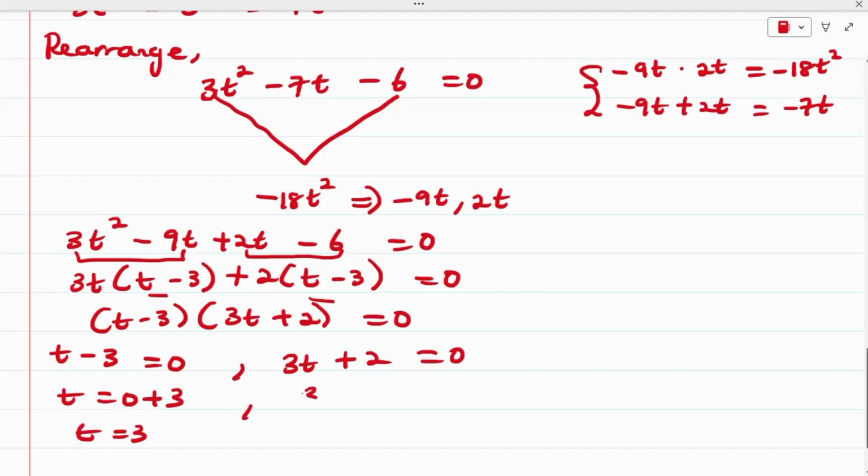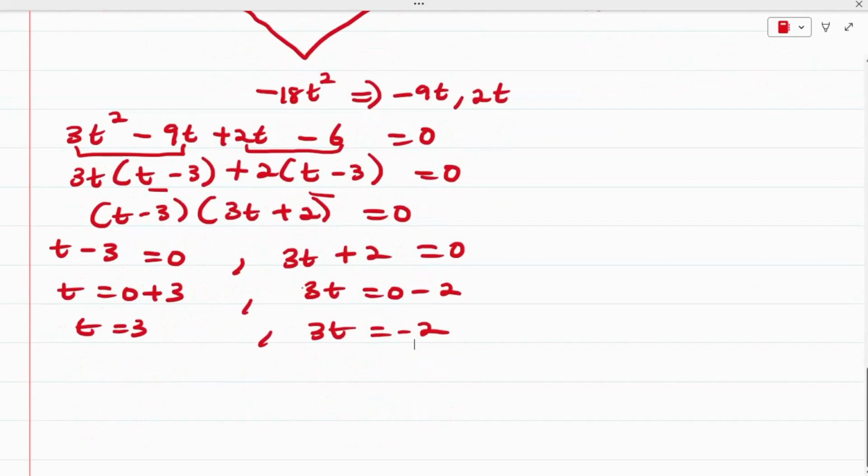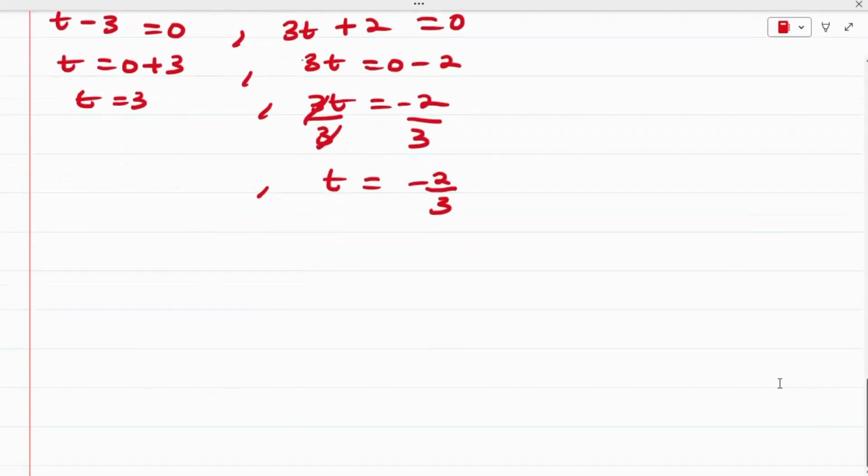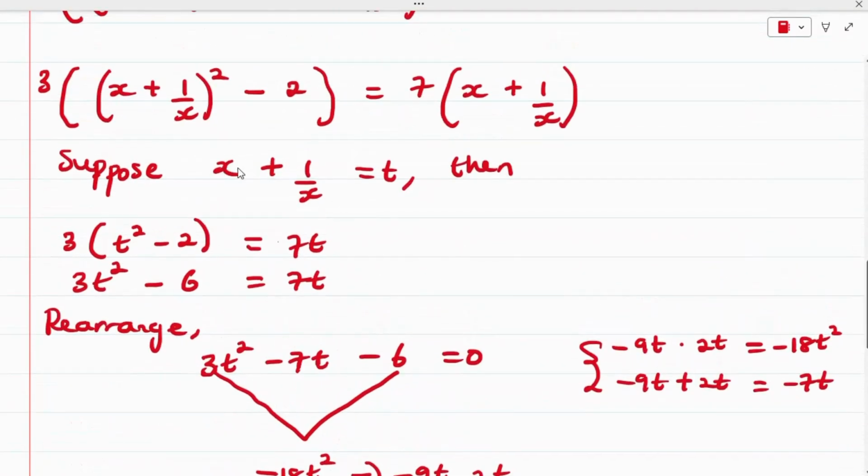Then at this point we have 3t is equal to 0 minus 2. We have that 3t is equal to what? Negative 2. And from here we divide both sides by 3 to isolate t. This cancels with this, and we have that t is equal to what? Minus 2 divided by 3. So from here we have been able to get two values of t. We have that t is equal to 3, and t is equal to minus 2 over 3.